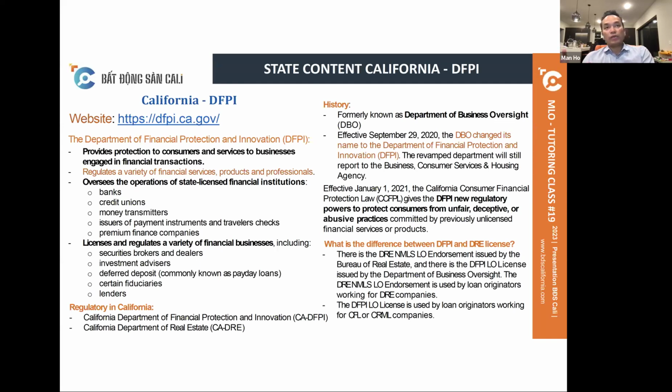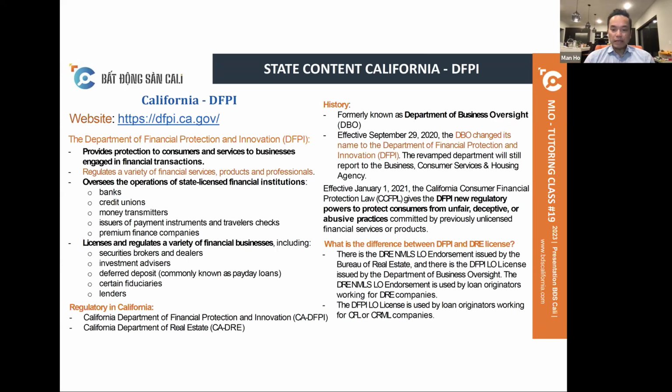Meaning that first you must have the realtor license. Second, you take the course and pass the test for MLO. And then you hang both of your licenses under one broker, and that broker can do both real estate as well as mortgage lending. So that's how the California DRE is.